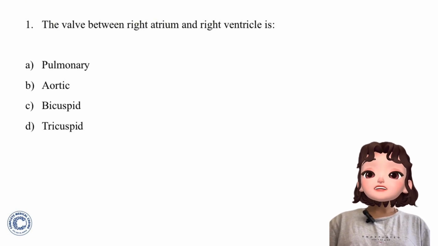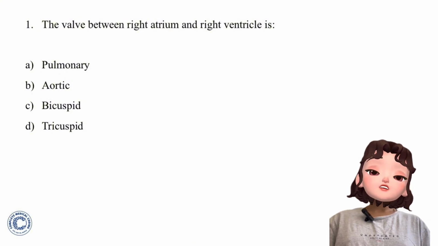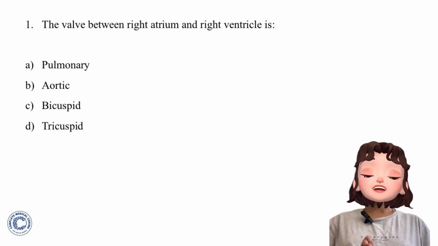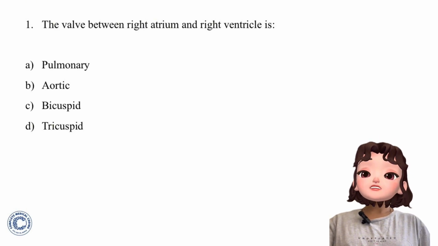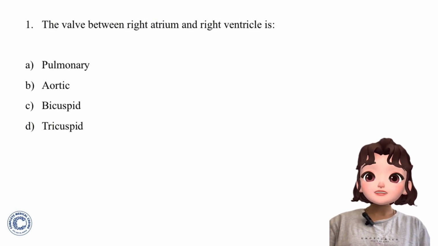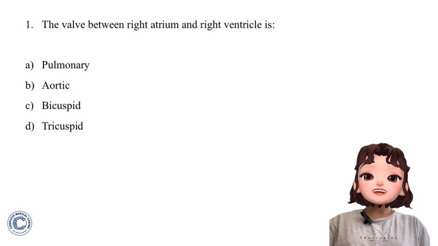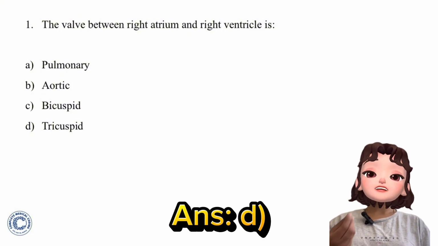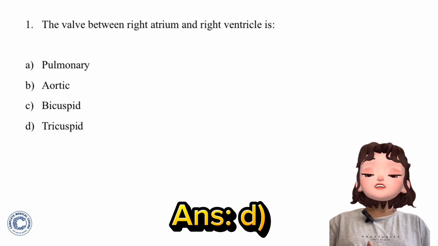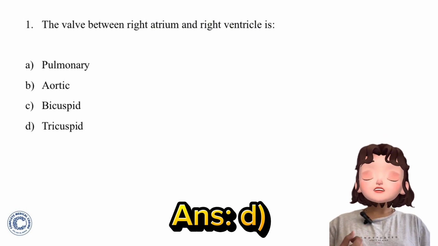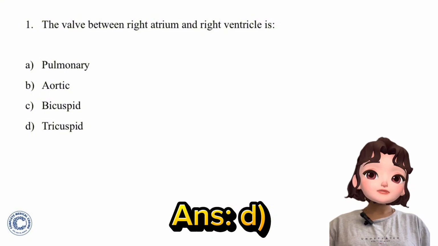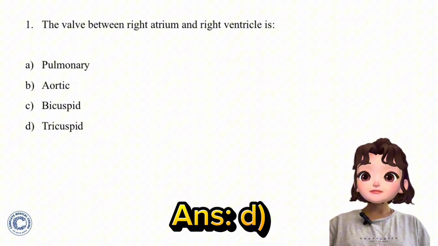Option A, pulmonary. Option B, aortic. Option C, bicuspid. And option D, tricuspid. So which valve connects the right atrium with the right ventricle? The answer is option D, tricuspid. The tricuspid valve transfers blood from the right atrium into the right ventricle.